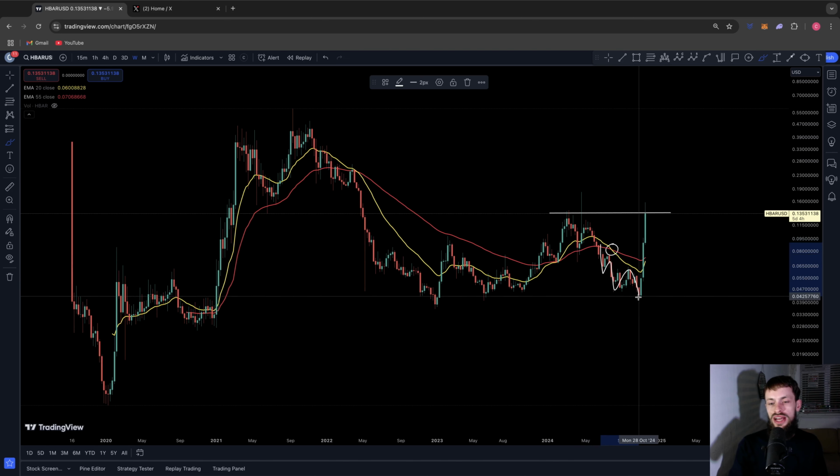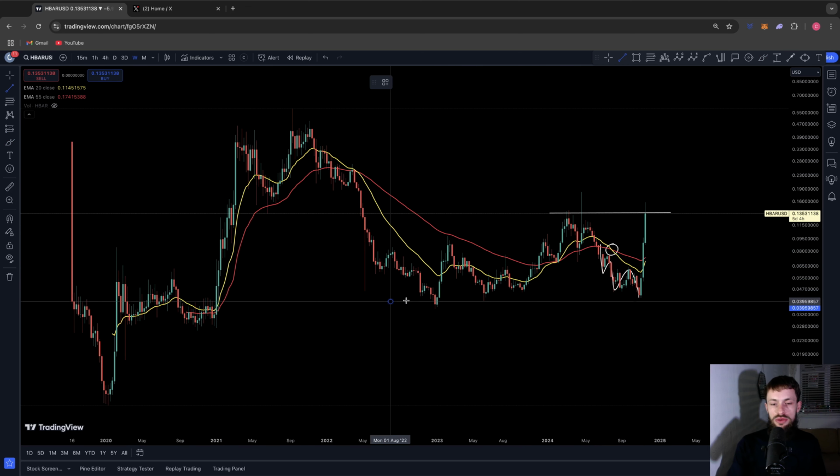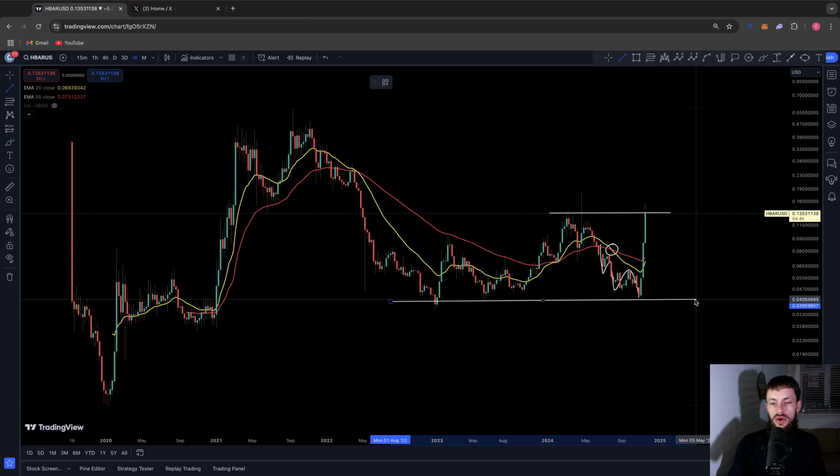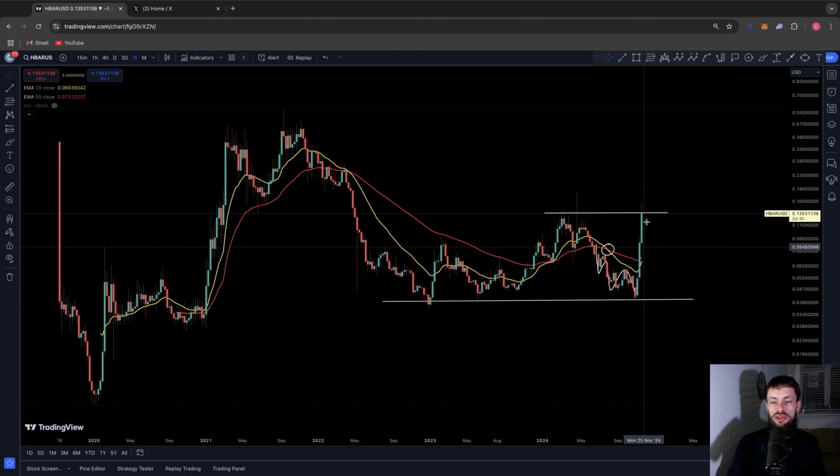steep correction back down, and what actually happened at this level for HBAR is it came back to a very key level of support. Now at this level of support we've seen a beautiful reaction, so you can see in the past that we hovered around this area back in January of 2023, we had a wick down here in June of 2023, and we've just had another touch in October of 2024.